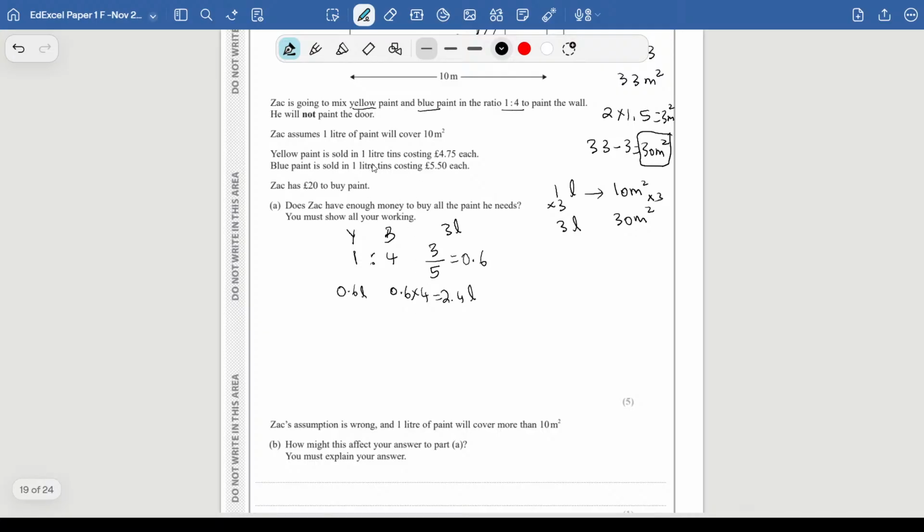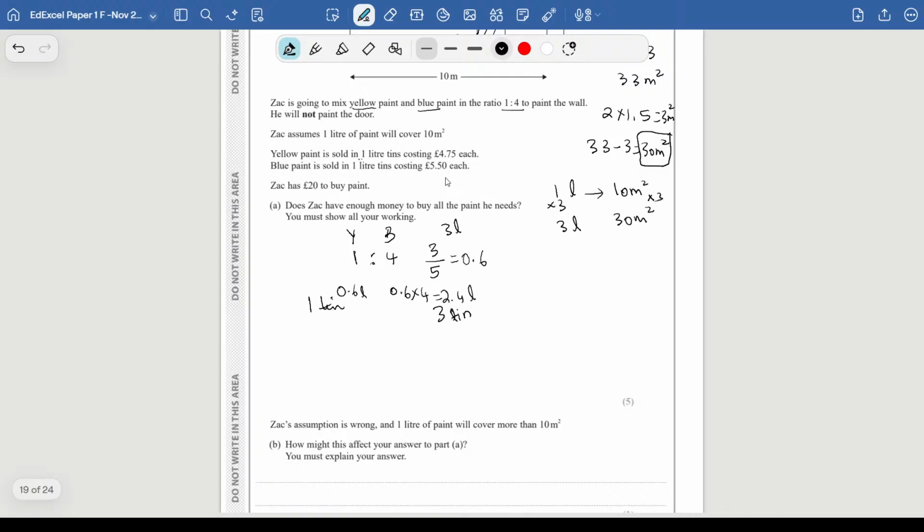Now he doesn't get the paint in terms of decimals. He has to buy at least 1 tin to have yellow paint. So how many tins does he require for yellow paint? He needs 1 tin. And for blue, it's 2.4 liters. So he has to buy 3 tins here. Right? So 2 liters will be for 2 tins, and for 0.4 liters he needs to buy another tin.